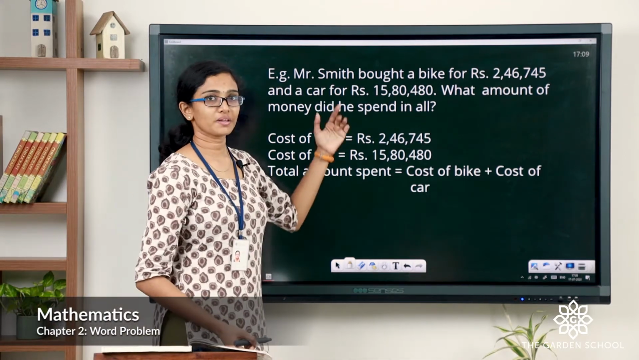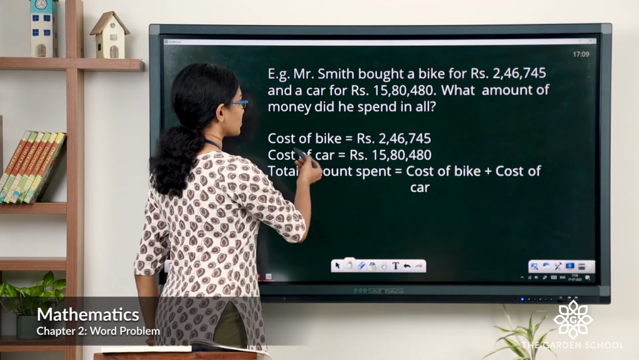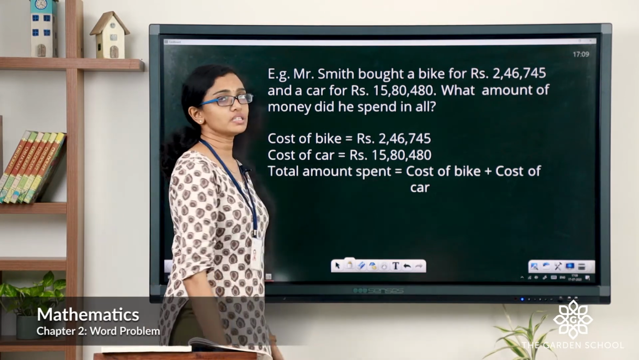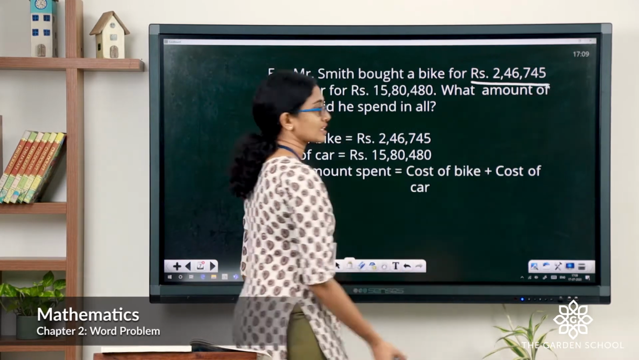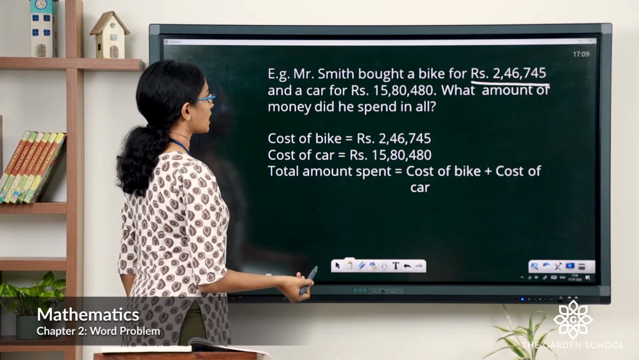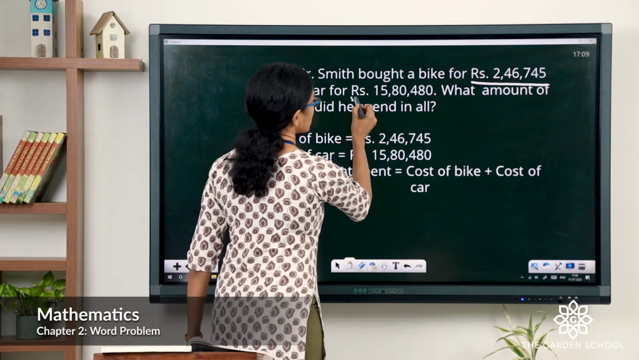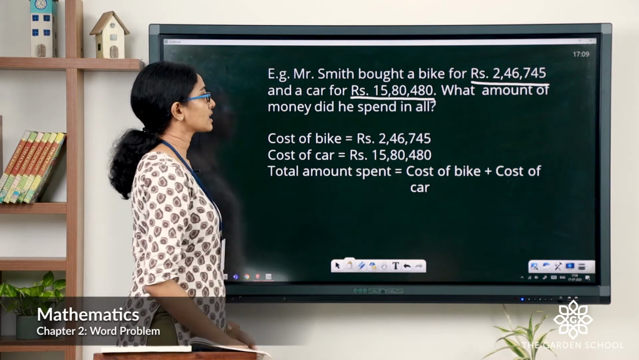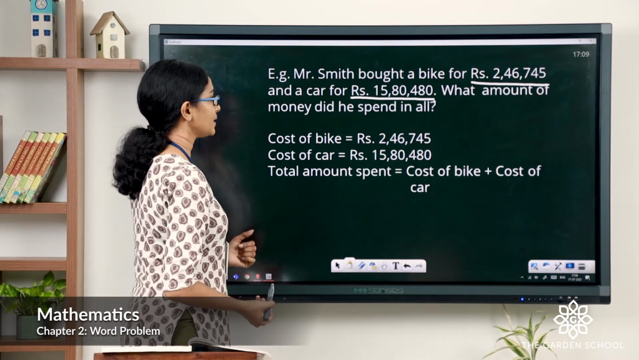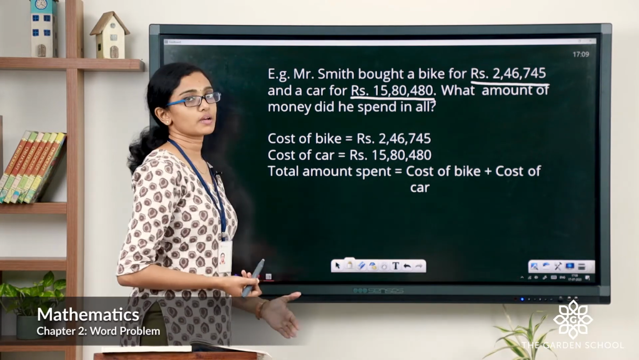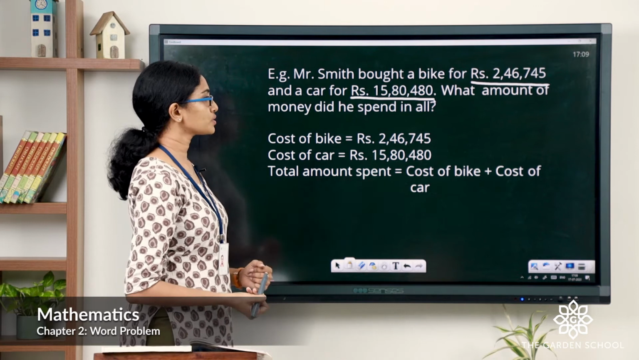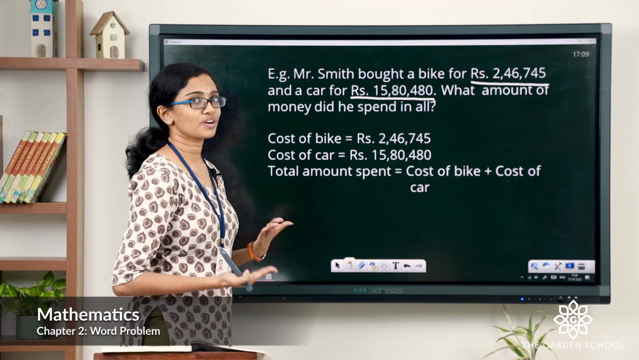Let's write the steps from the data given in the question. So, the cost of the bike is rupees 2,46,745. And what is the cost of the car? The cost of the car equals rupees 15,80,480. And what is the total amount he spent? Total amount spent equal to the cost of bike plus the cost of car, right?